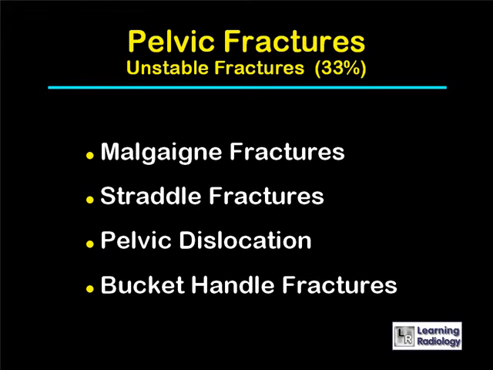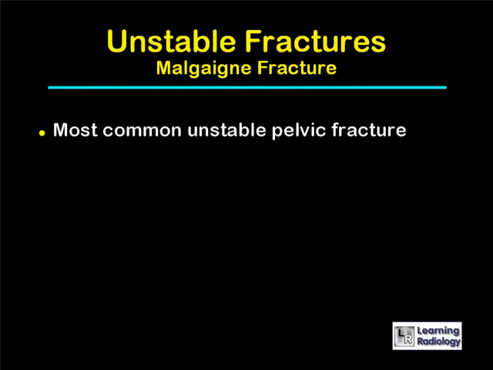Unstable fractures represent about 1/3 of all pelvic fractures. They include the Malgaigne fracture, straddle fractures, pelvic dislocation or sprung pelvis, and a bucket handle fracture.